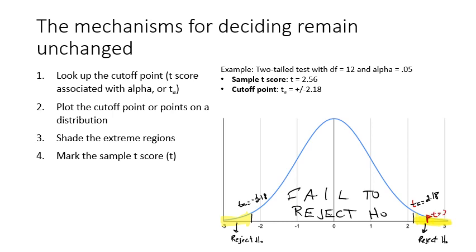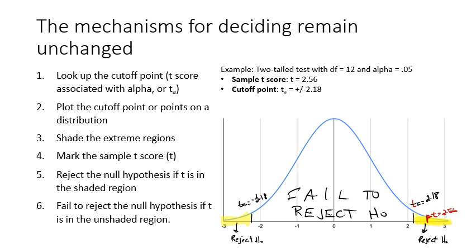T equals 2.56. And so now we reject the null hypothesis if T is in the shaded region, which it is. So our decision is going to be to reject the null hypothesis. And that's because our sample t-score is way out here further into the shaded region.